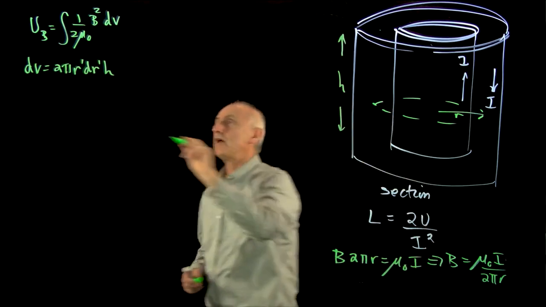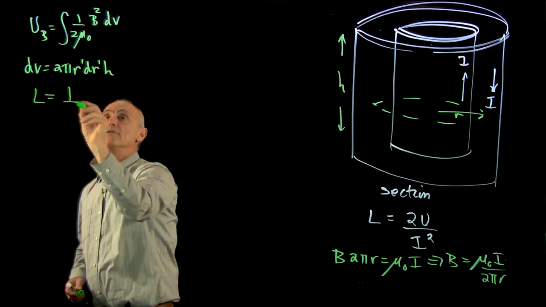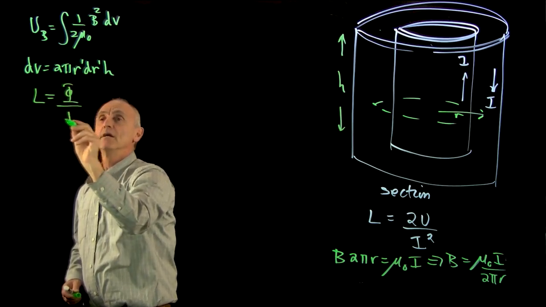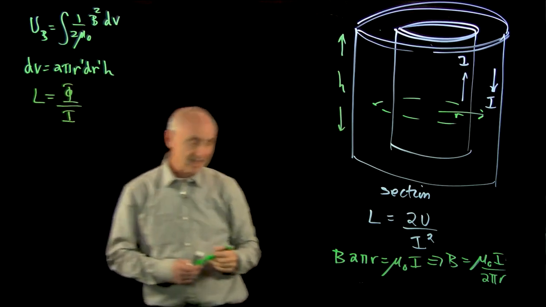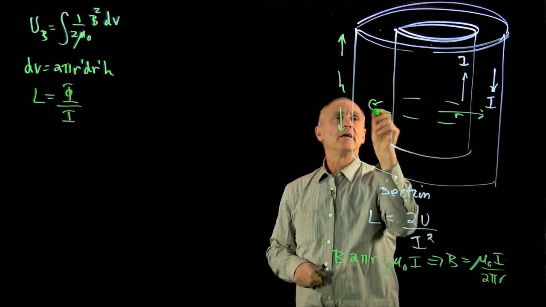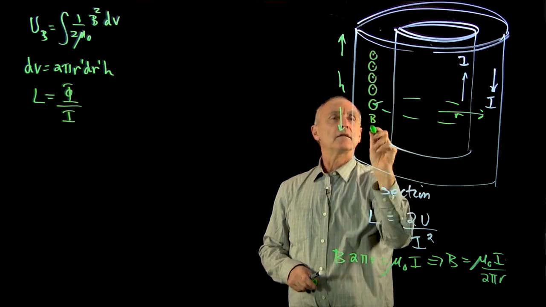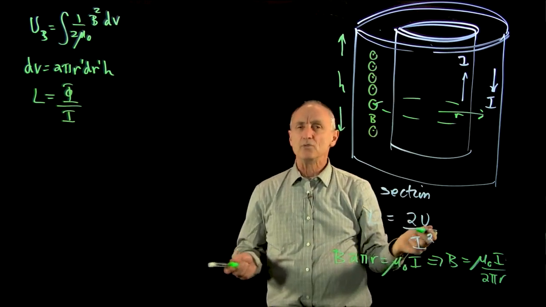Now, what about the other definition of self-inductance, where we had L is the flux through the object divided by the current? Now, it's not so clear how to think about that. Here we have a B field directed like that. So what do we use?